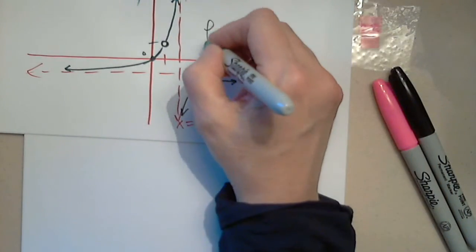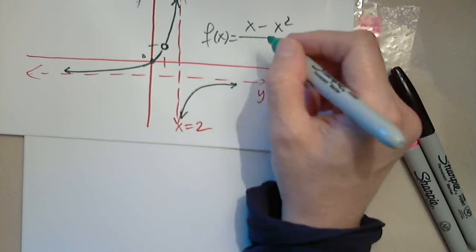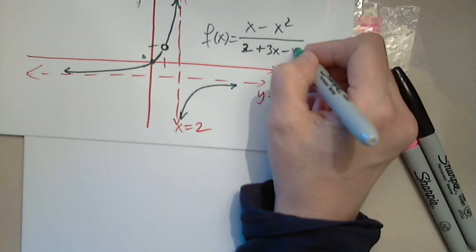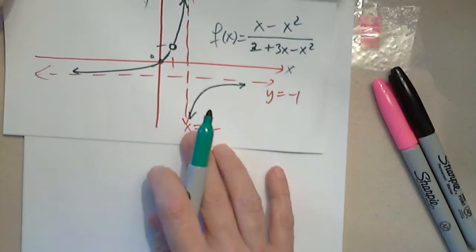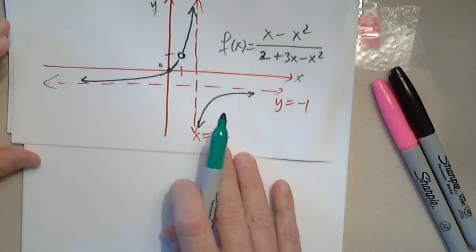So therefore, the function is, what was it, x minus x squared over 2, I think, plus 3x minus x squared. I put it back as they gave it to us, which I don't have to. Any questions on this?